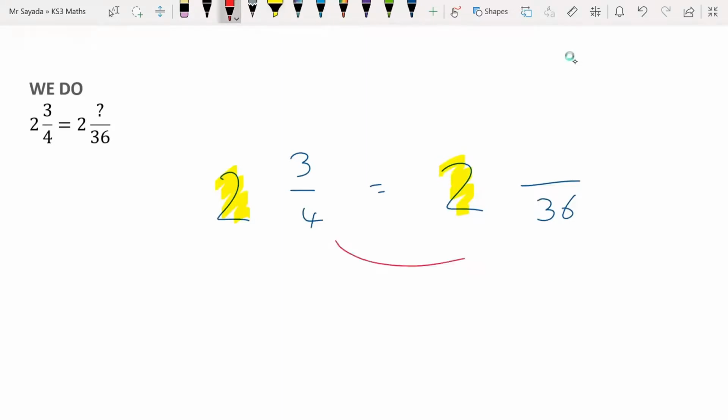What has the 4 been multiplied by to make 36? Say your answer to the video. The 4 has been multiplied by 9. So what do we need to do to the 3? We need to also multiply it by 9. What is 3 times 9? 27. So 2 3/4 is the same as 2 and 27 over 36.